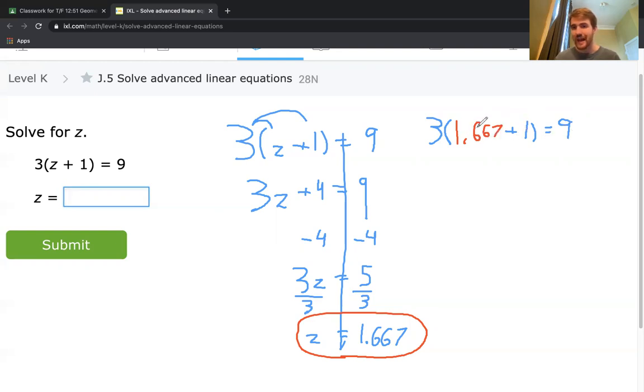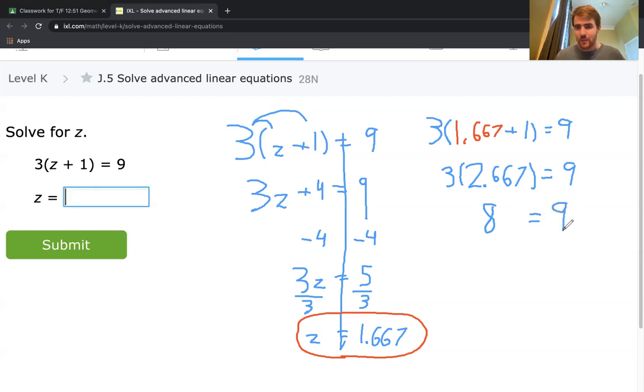We don't have to distribute because we can add these. They're like terms, so we can add them. They're both just regular numbers. 1.667 plus 1 is 2.667. Then we got to do 3 times 2.667. This is kind of tough to do in your head, so you can do it on a calculator. It is going to be, I believe, about 8. Probably 7 point something, depending on how you round it. But it should be around 8, 8.001 or 8.1 or something.